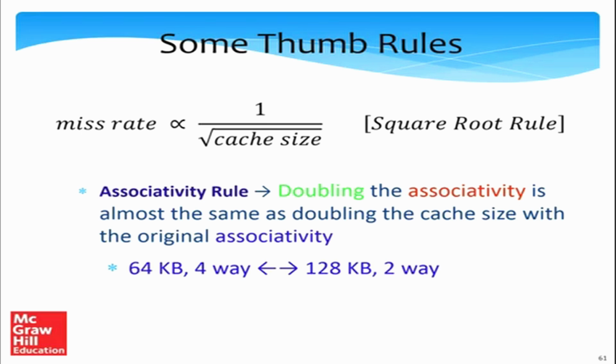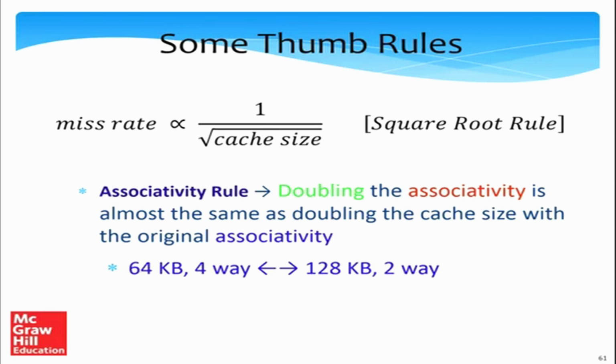So let's now discuss some thumb rules. What is a thumb rule? Well, a thumb rule is something that people have observed and use, but it does not have a theoretical proof. It is just something that has come from observation. And that's the reason it's called a rule of thumb.